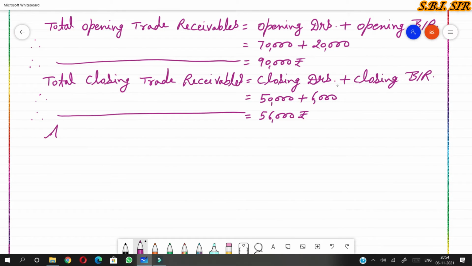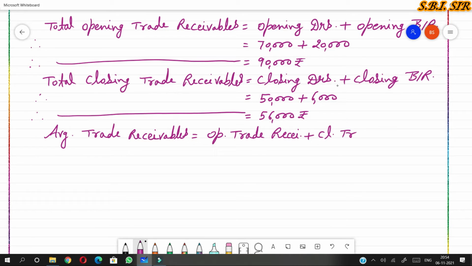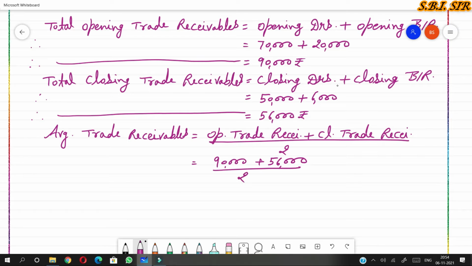After that we will find out average trade receivables, which equals opening trade receivables plus closing trade receivables divided by 2. 90,000 plus 56,000 divided by 2. 1,46,000 divided by 2 is 73,000. These are average trade receivables.